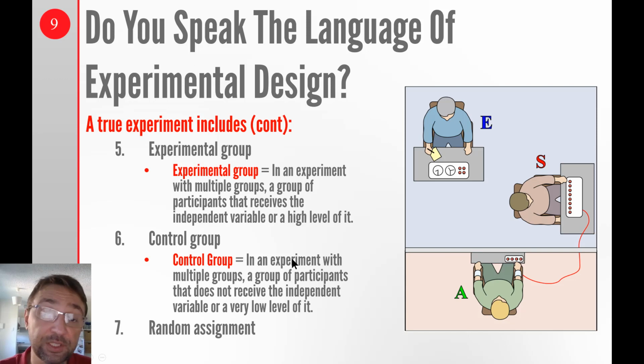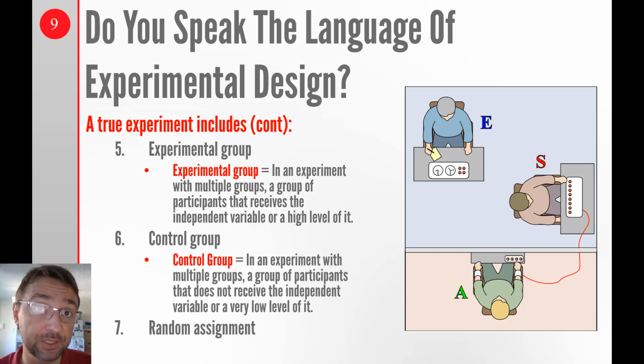Some other key concepts: the experimental group. Those are the ones who receive the independent variable, or, as we'll see, sometimes independent variables are continuous, so they receive the independent variable at, say, a high level. They see the spider for a long time if we varied the amount of time people saw the spider, or they see a really scary, realistic picture of a spider. Then we have the control group, those who don't receive the independent variable, or receive a low level of it, or receive a placebo.